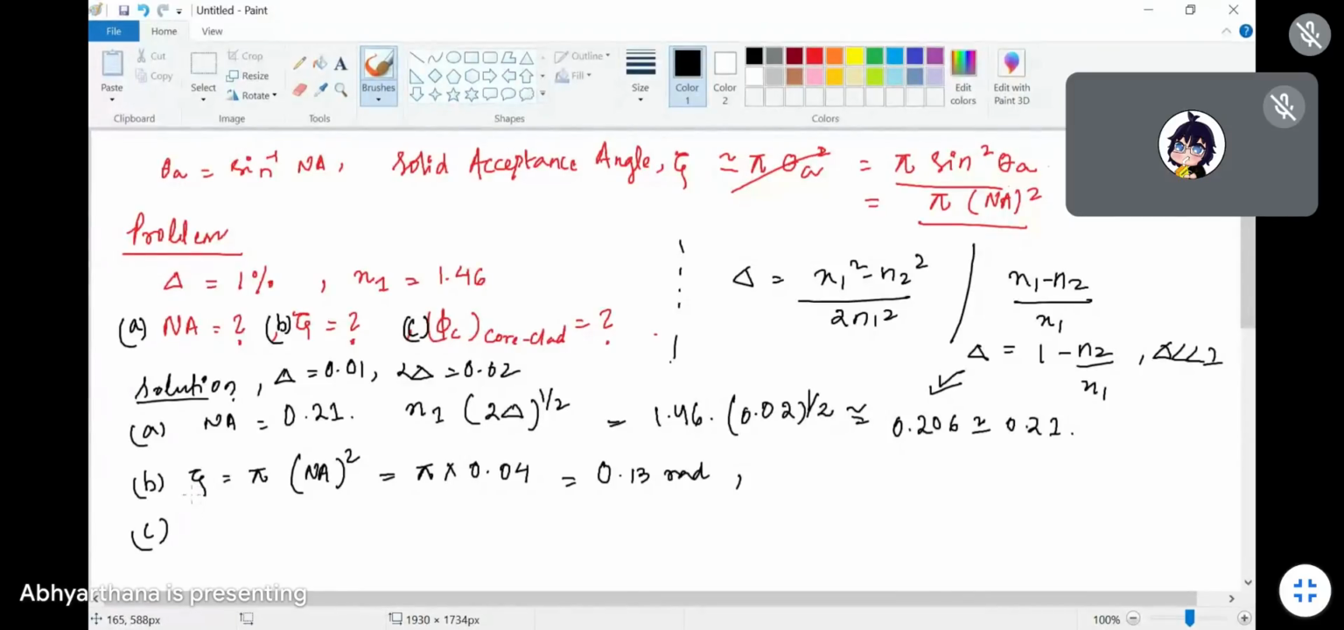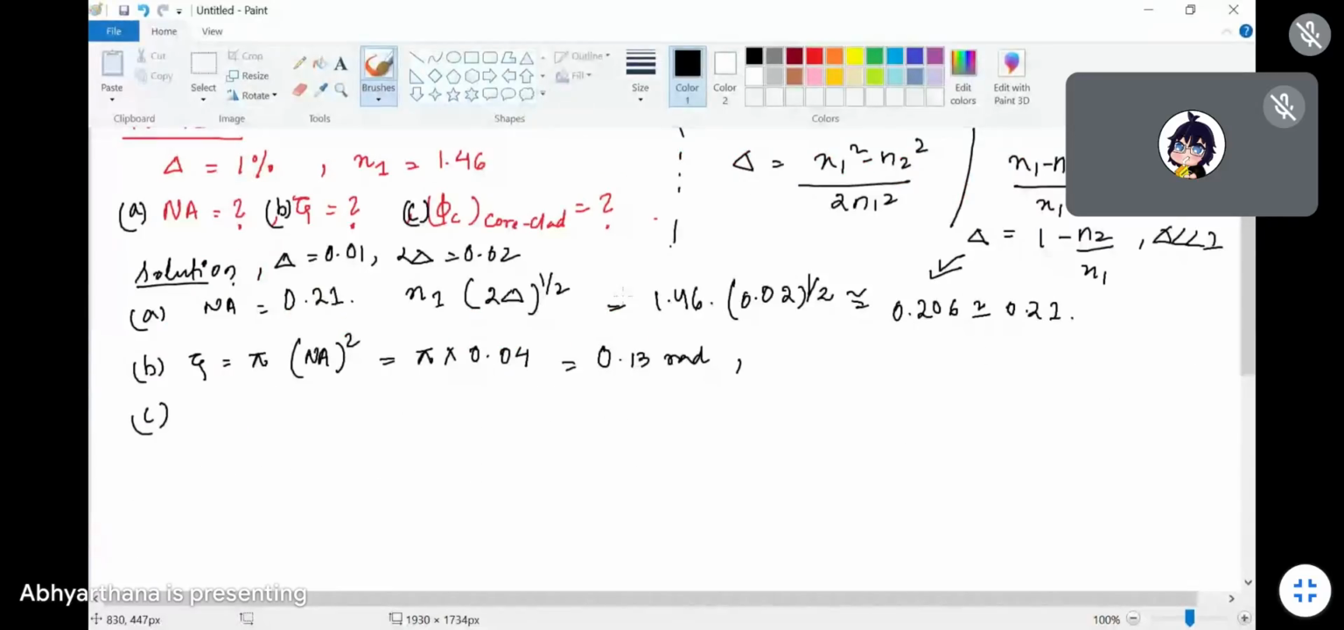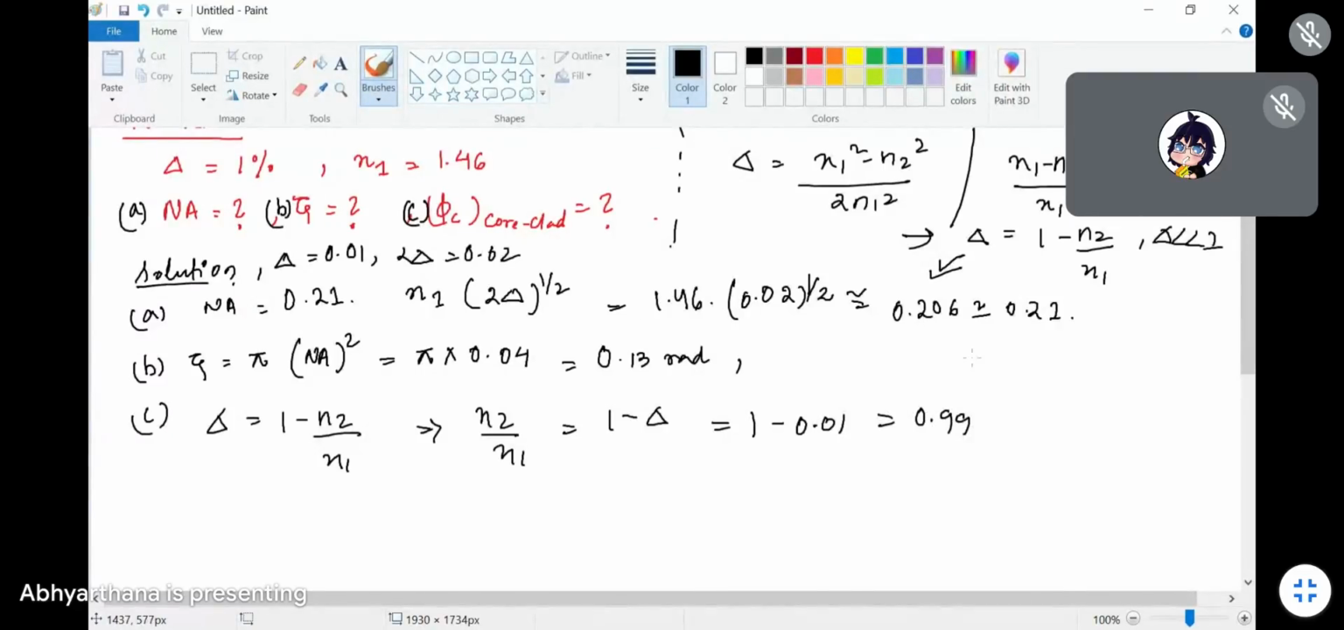So before finding out your critical angle, since we know we need n2 by n1, from this expression right over here, we'll just use it. Del is equal to 1 minus n2 by n1. Okay, so your n2 by n1 is equal to 1 minus del, and it is 1 minus 0.01, that is equal to 0.99.